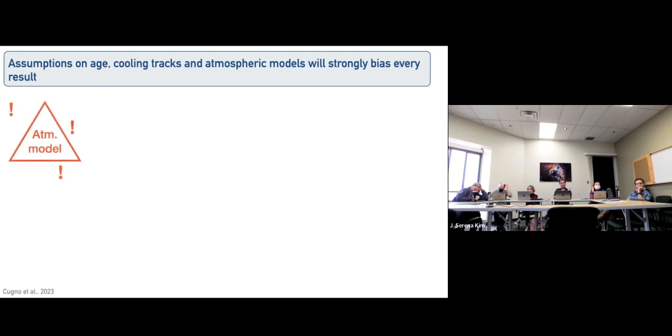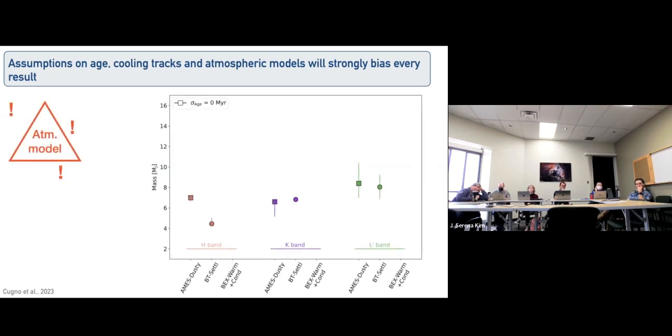Okay. So then, usually from the contrast limit, we try to estimate some mass detection limits. This is what is usually done in high contrast imaging surveys. Here we undertook a different approach, and I'll try to convince you in the next few minutes that we should not just take a brightness from an upper limit or from a detection limit and convert it into a mass. So in this plot, I'm showing on the y-axis mass in Jupiter masses that we would estimate for PDS 70b in the H, in the K, and in the L prime band.